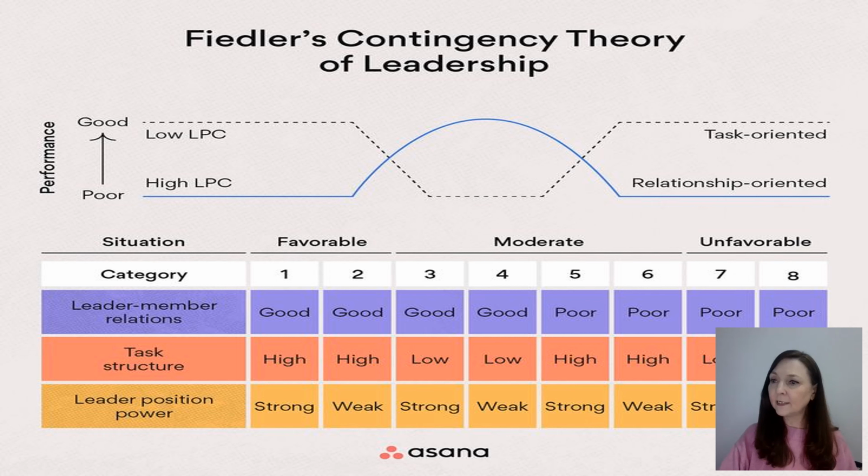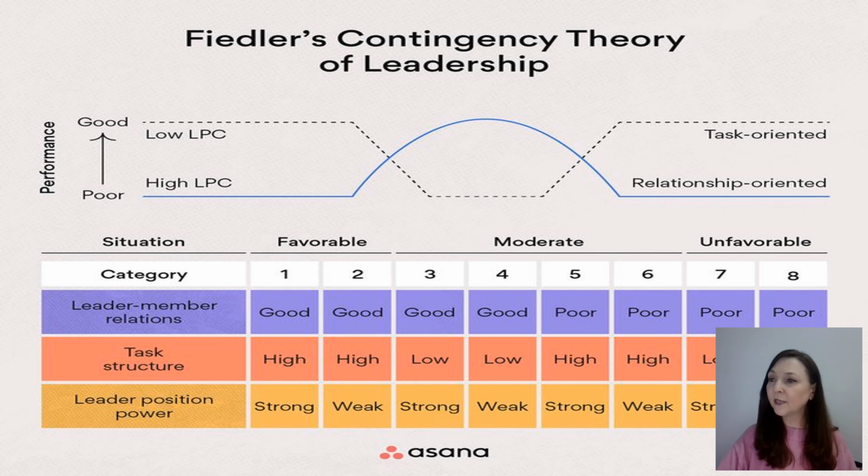The LPC scale is a projective technique, and the leader thinks about a person with whom he or she can work least well. The leader uses adjectives to describe the coworker as either pleasant or unpleasant, friendly or unfriendly, harmonious or quarrelsome. Leaders who describe their least preferred coworker with positive adjectives, such as cheerful, are classified as high LPC, relationship-oriented leaders, whereas those who describe their least preferred coworker negatively are classified as task-oriented leaders.